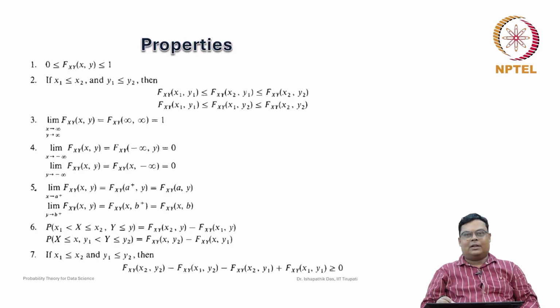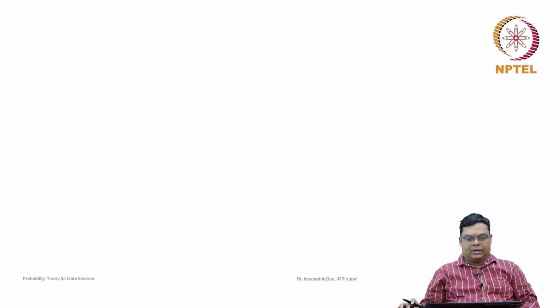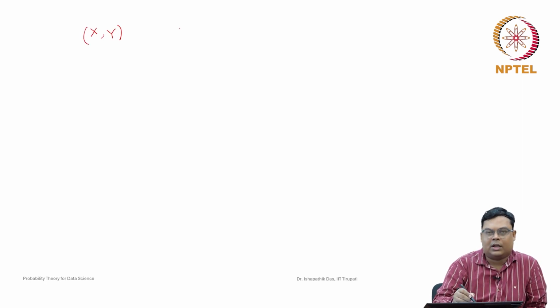We will start the discussion of the properties of the cumulative distribution function. Already we have defined what is the cumulative distribution function, the joint cumulative distribution function of a bivariate random variable. This is for two random variables X and Y, both random variables from a sample space.